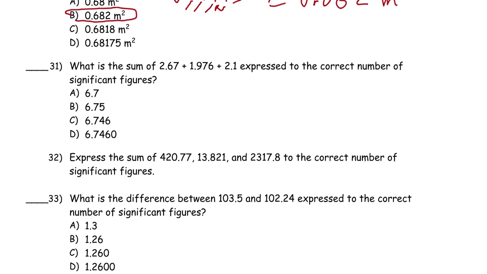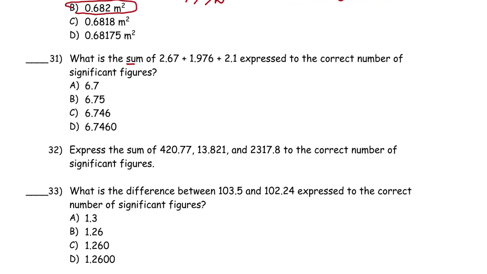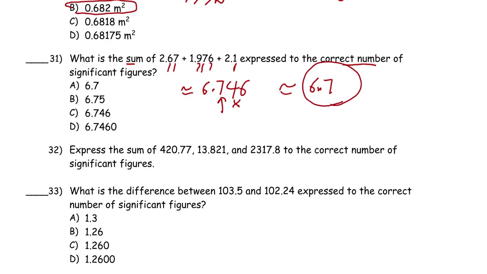Let's move to the next. What is the summation of 2.67 plus 1.976 plus 2.1 expressed to the correct number of significant figures? As you see, in addition and subtraction, we care about decimal places only. 1, 2, 1, 2, 3, 1. So the answer must have only 1 decimal place. The answer on the calculator gives you 6.746. So we need to round the answer so it has only 1 decimal place. We will cancel 4 because it is less than 5 and the number on the right. So the answer will be 6.7 only. That means the answer is letter A.